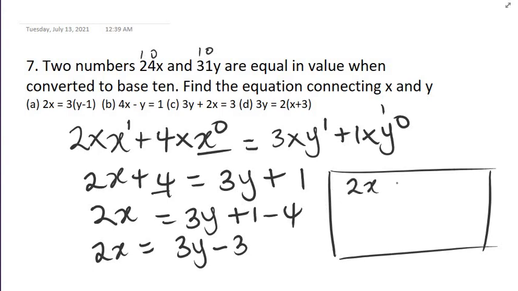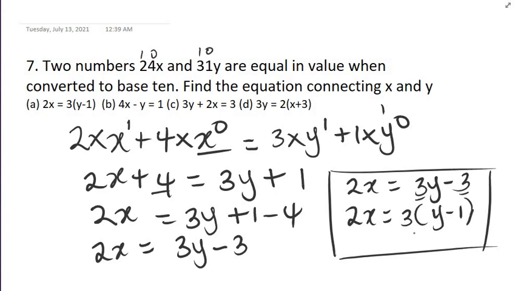Okay, so 2x equals 3y minus 3. Let's factorize this. What do they have in common? I can pick out 3 from both sides. So if I remove 3, I'll be left with y here, minus I'll be left with 1 here. So if I use the 3 which is outside the bracket to multiply the terms inside the bracket, 3 times y will give me 3y minus 3 times 1, 3. So I will get this back. So this is my answer. And the right option there is A.